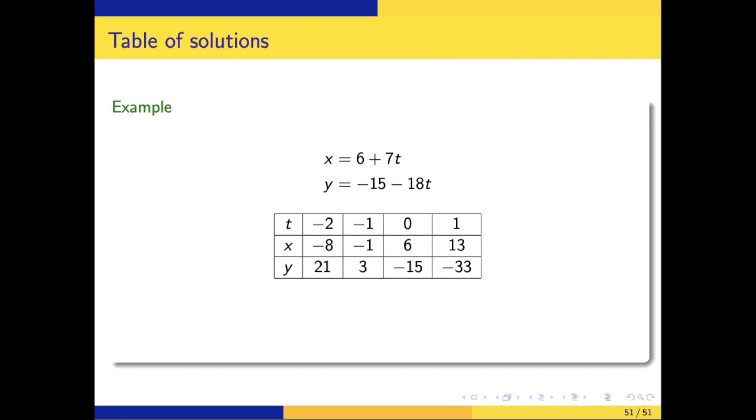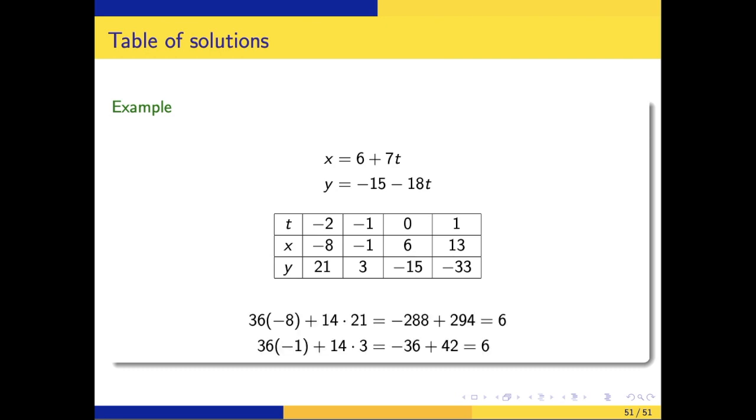It can be verified. For example, taking the solution produced when t is equal to negative 2, we get 36 times negative 8, which is the x value, plus 14 times 21, which is the y value, equals negative 288 plus 294, and this does indeed equal 6. And similarly, taking the x and y values produced by t equals negative 1, we get 36 times negative 1 plus 14 times 3, which is equal to negative 36 plus 42, and again we see that it equals 6. And in both cases, the solution is verified.